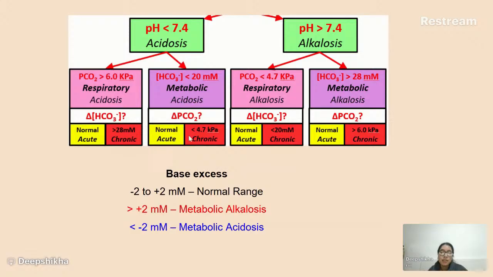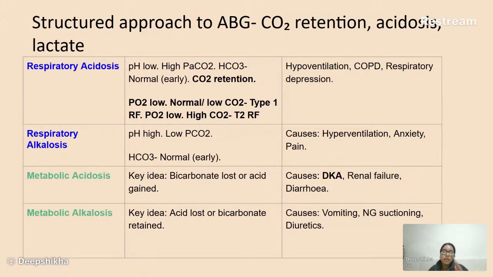So your CO2 will be less than 4.7 kilopascals. pH would be more than 7.4, so that's alkalosis. Respiratory alkalosis is when you have too little CO2, and metabolic alkalosis is when you have too much bicarb. Again, when you have too little CO2, then your bicarb also decreases just to neutralize that pH. And in metabolic alkalosis, when you have too much bicarb, your CO2 starts to increase just to counteract that. Again, just a little table for you guys to look at.